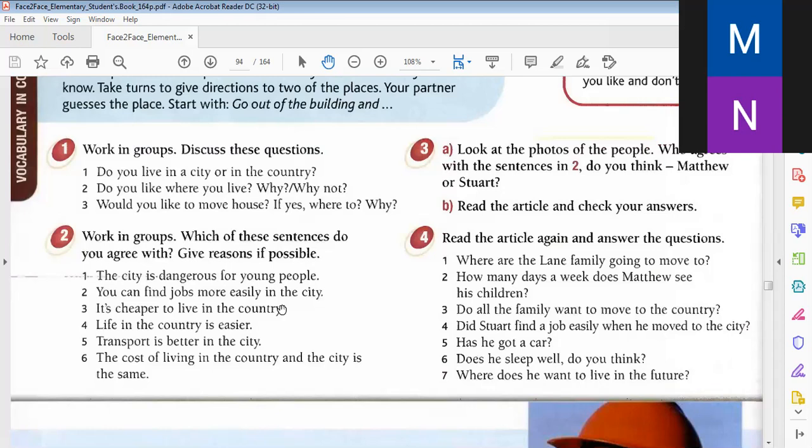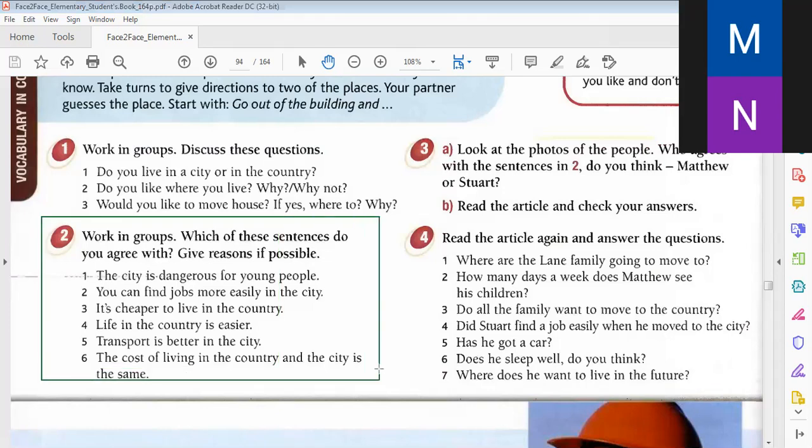Now here I have a few questions for all of you, and I want you to tell me what you think. So, do you agree with these sentences? Do you think they're true? Or maybe do you think they're not true? Of course, this is an opinion question.